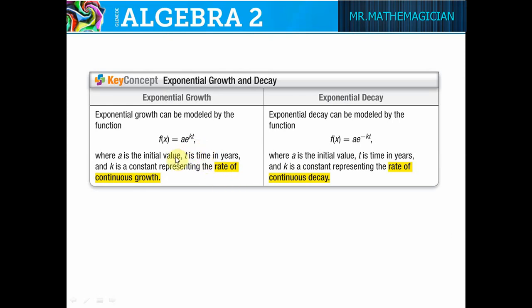Let's start with the rule of this lesson: f of x equals a e to the power of kt when the situation represents exponential growth, and f of x equals a e to the power of negative kt when the situation represents exponential decay. What is a? A is the initial value, t is the time in years, or as it's given in the problem. K is a constant representing the rate of continuous growth in this case and continuous decay in the second case.